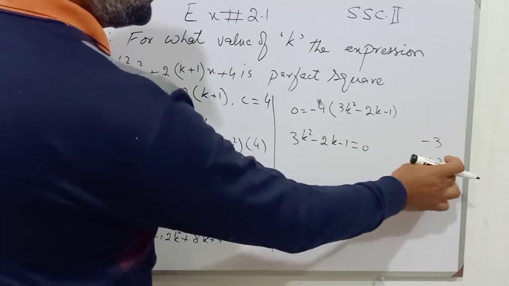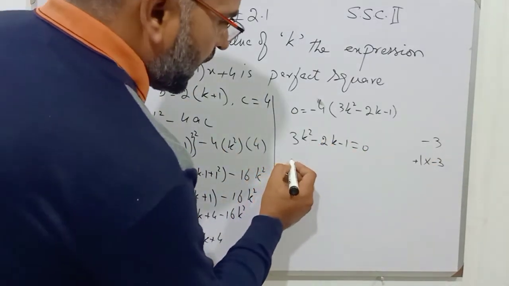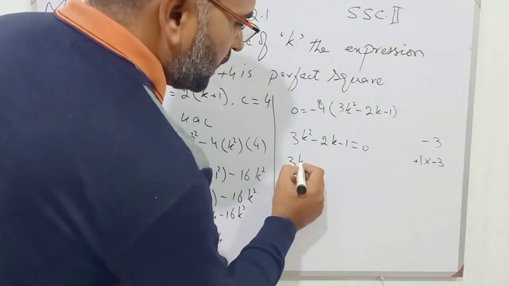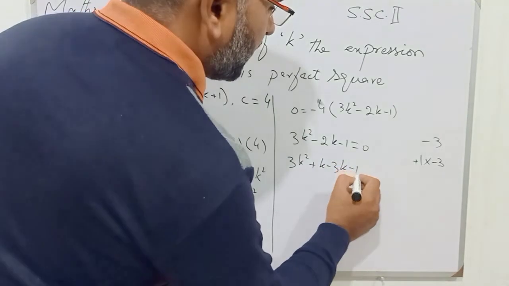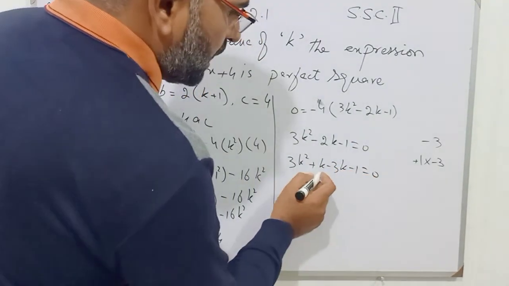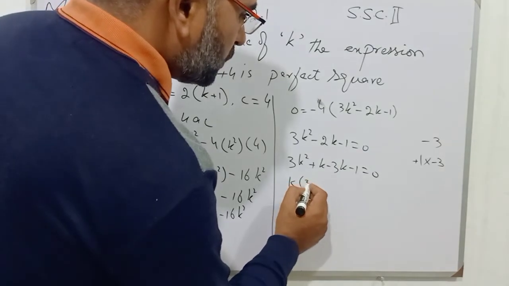So we will apply plus 1 minus 3 in place of minus 2, and it will become 3k square plus k minus 3k minus 1 is equal to 0. From the first two terms k is common, left over will be 3k plus 1.